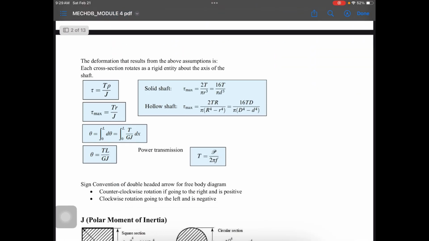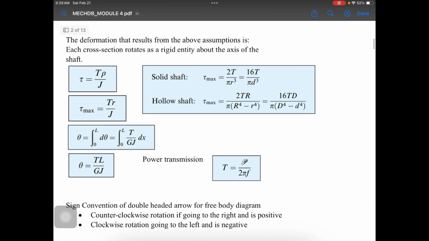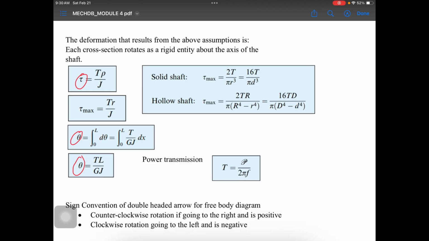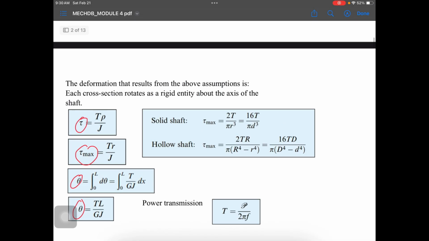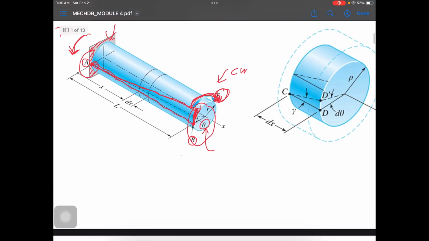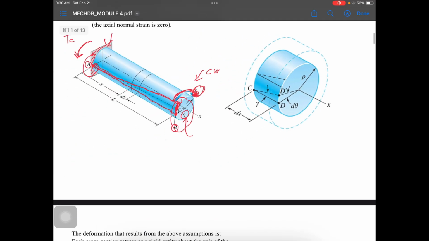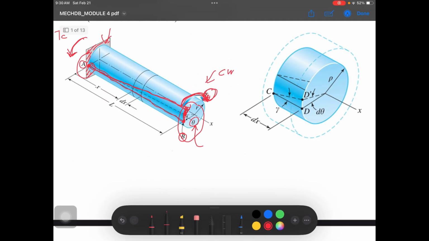So, we have the formula para ma-compute itong torsional stress and si angle of twist. Itong dalawa, no? So, what is tau max? So, tau max is the maximum torsional stress na ma-experience ng ating torsional member.